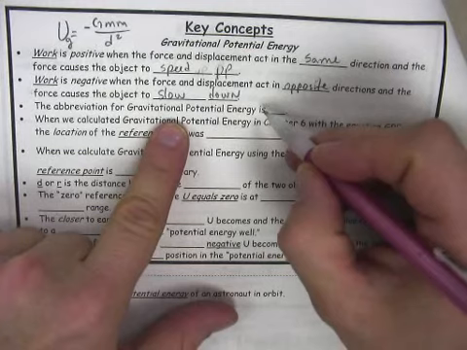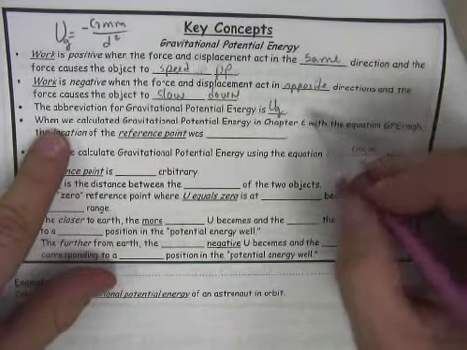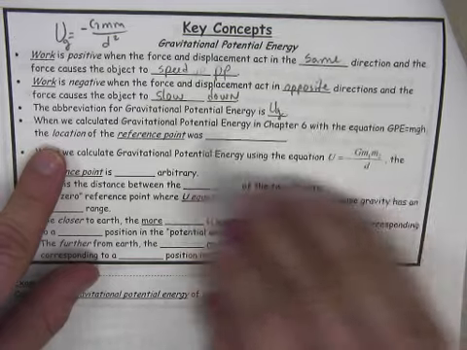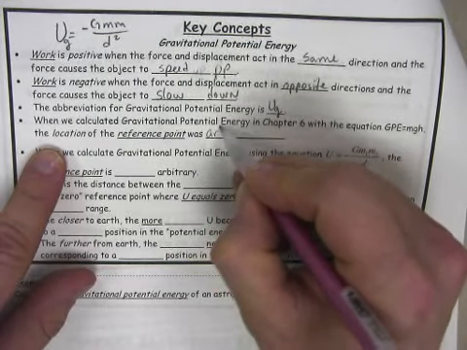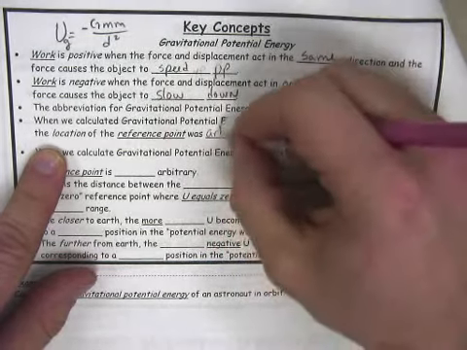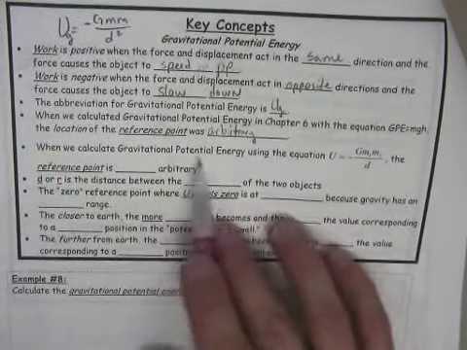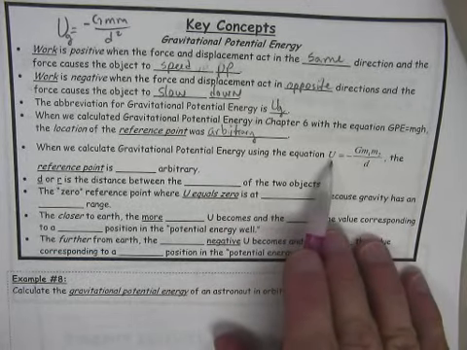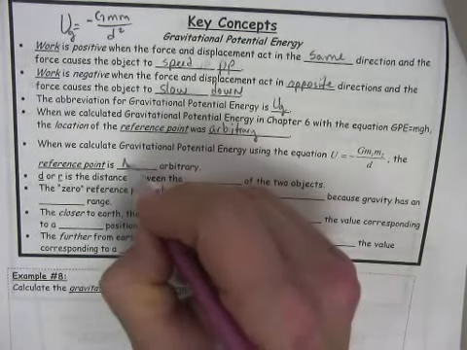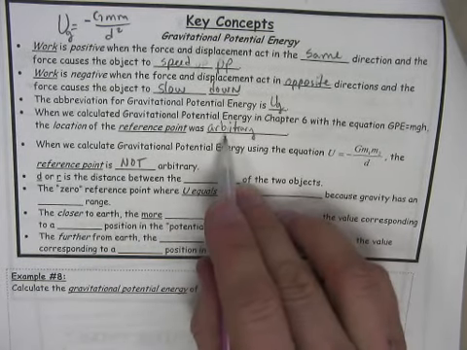The abbreviation for gravitational potential energy, the new abbreviation, is UG. When we calculated the gravitational potential energy in chapter 6 with the equation GPE equals MGH, the location of the reference point was arbitrary. I don't think there's an R in there. You guys can correct my spelling. So it's arbitrary. When we calculate the gravitational potential energy with the equation U equals negative GMM over D, the reference point is not arbitrary. Matter of fact, there's arbitrary, and did I get it correct? Hey, miracles do occur. I got it spelled correctly.